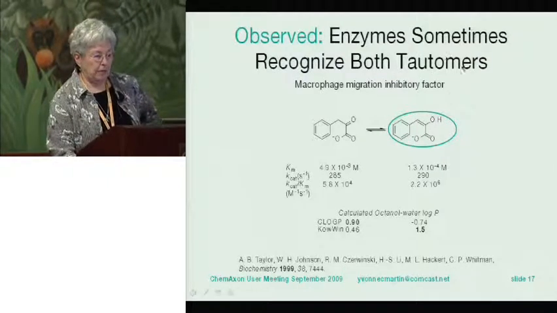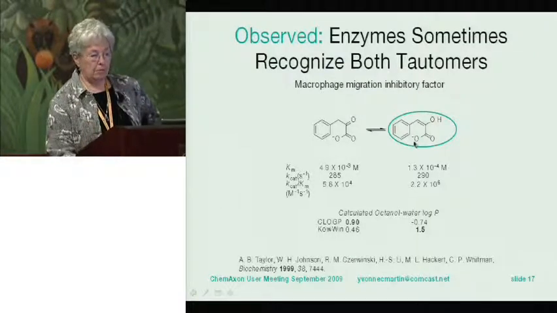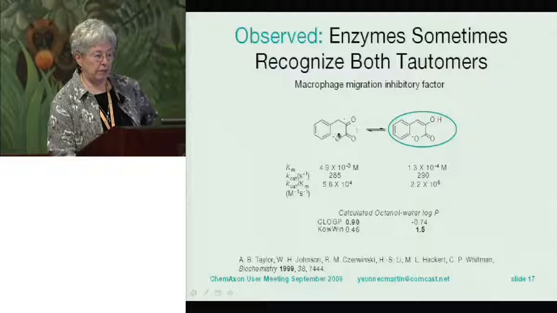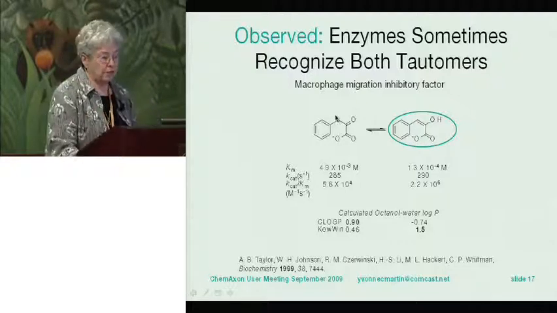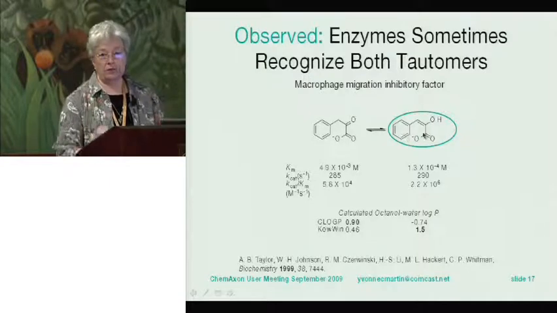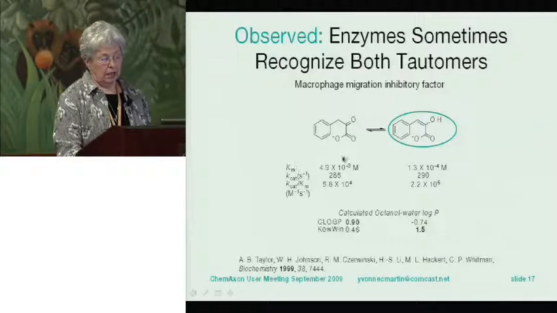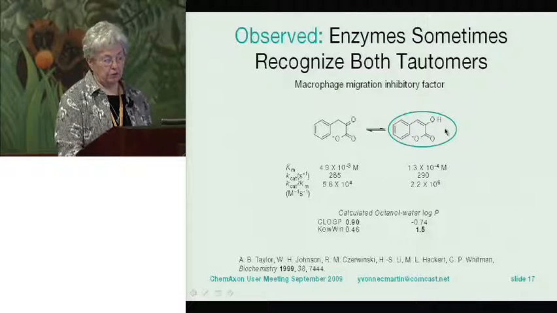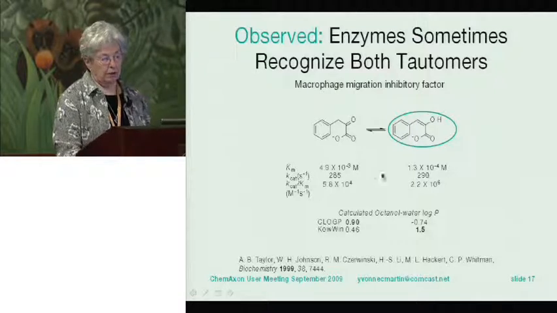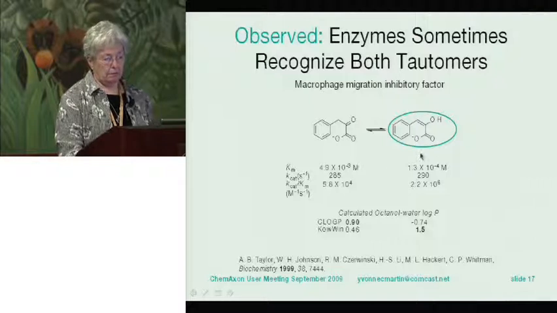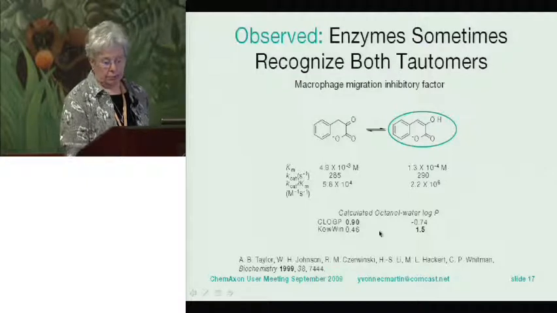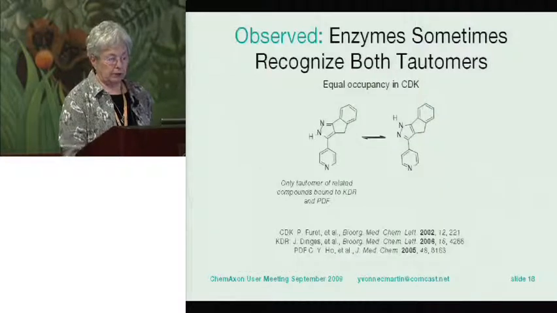This is from Enzyme Kinetics, MIF, 2 tautomers. Because it's moving hydrogen to a carbon, that equilibration is slow, and so they can actually isolate both tautomers and put them in and measure the kinetic constants. And so the enzyme recognizes both of them, turns them over both equally well, but recognizes the enol form 10 times better. And again, you see the octanol-water partition coefficients don't agree with the 2 solvents, 2 compounds.